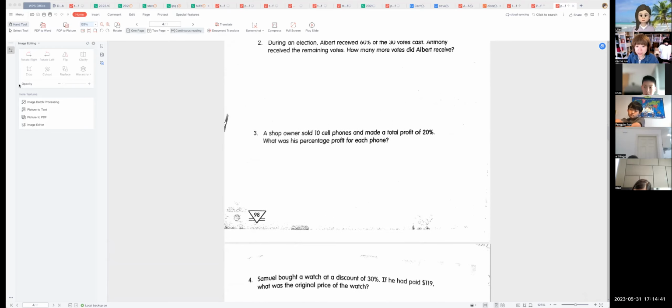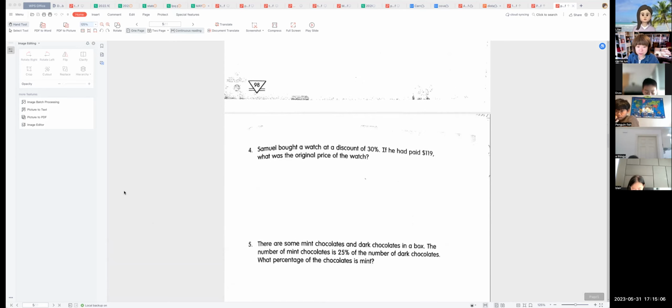A shop owner sold 10 cell phones and made a total profit of 20%. What was his percentage of the profit for each phone? Very easy. So 20% is what? Made a total profit of 20%. So you can just divide it by 10. Okay, everybody? So pretty easy. So let's take a look at this one.